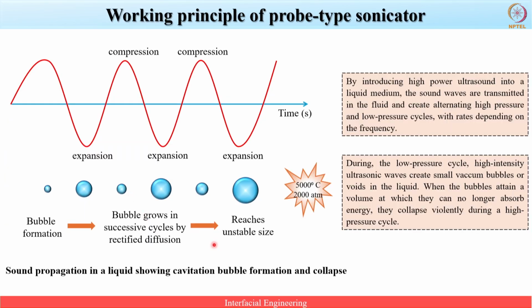If we talk about the working principle of the probe-type sonicator, it works through a process of compression and expansion. During this cycle, sound waves propagate through the sample, leading to cavitation, which is the formation of bubbles. These bubbles grow over time until they reach an unstable size. When the bubbles collapse, they release a significant amount of energy. This energy is what creates intense agitation within the sample, ensuring effective mixing and particle dispersion.